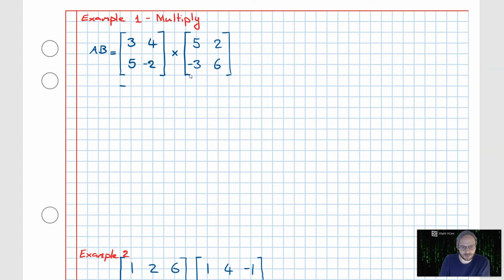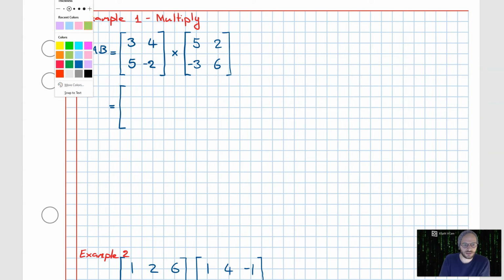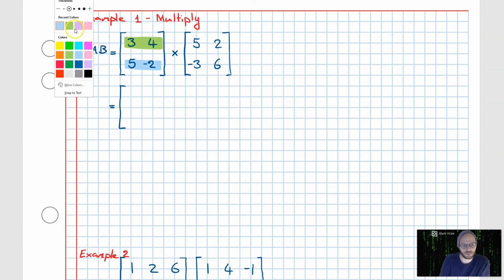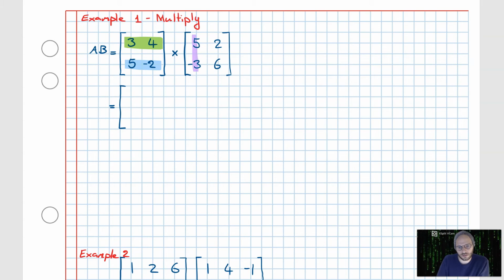Now, performing this multiplication, I'll just color code my rows. So row 1, row 2, followed by column 1, column 2, like so. Now remember, for the first, A, which we're going to be pre-multiplying B by, we go across the rows, and for B, which we're going to post-multiply A by, we're going to go down the columns.